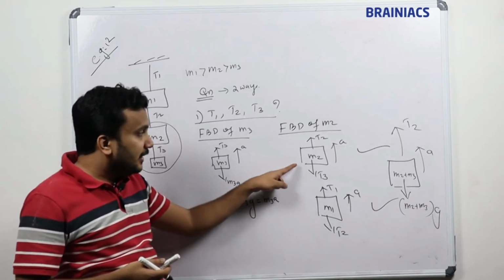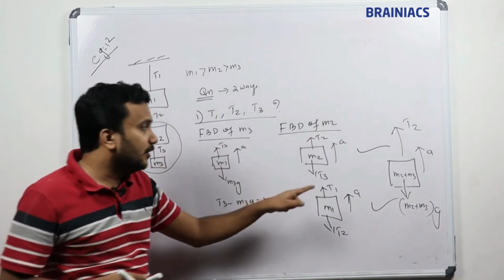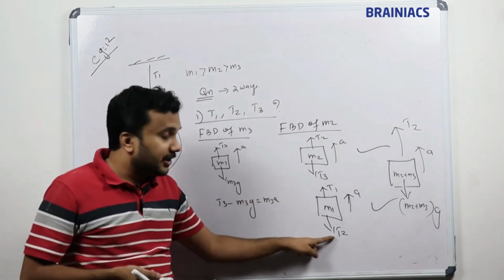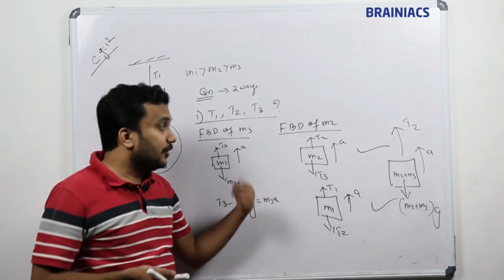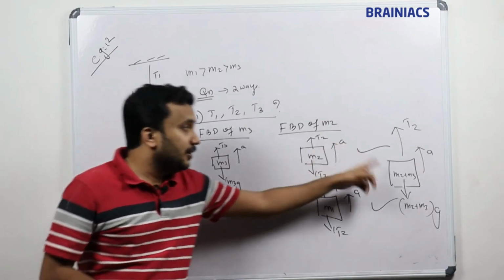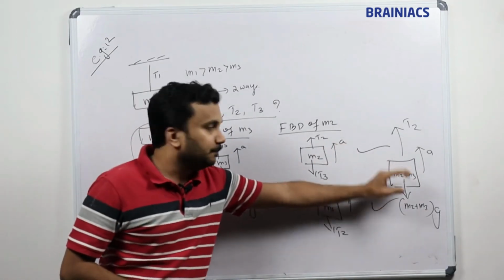Why? If you want to find out T2 here, what do you need? You need the value of T3, then only you can find T2. If you want to find out the T2 value here, you need the value of T1. That is also complex.